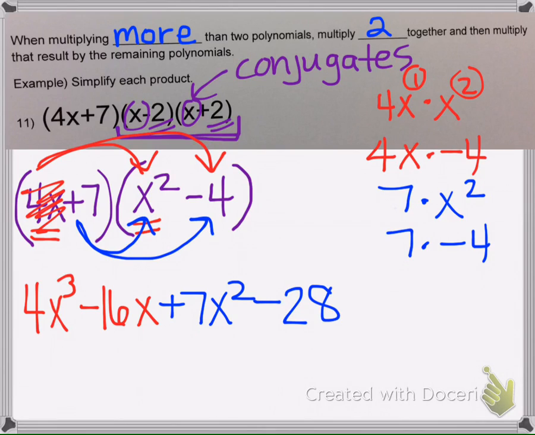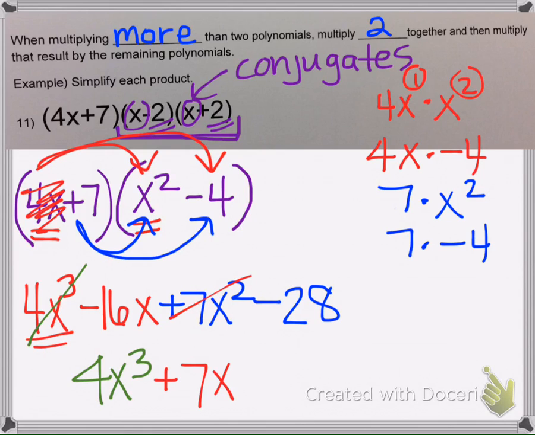We don't have any like terms, so we're just going to put this in order. This one's the highest exponent, so we're going to put 4x cubed first. Then we'd have the positive 7x squared. And then we'd have the -16x. And then lastly, we have the -28.